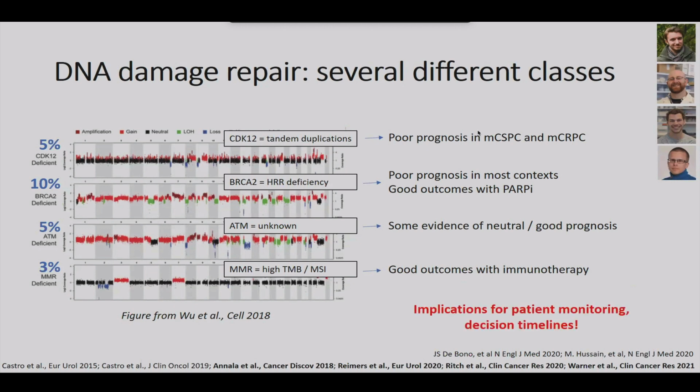These relationships have been shown by us and others around the world as well. And so what this means is that the specific type of DNA repair defect you have has differential implications for patient monitoring, decision timelines, and ultimately even treatment selection in some cases. So we're talking here about not just prognostic indicators, but predictive indicators too. And of course, BRCA2 defects are indicated.